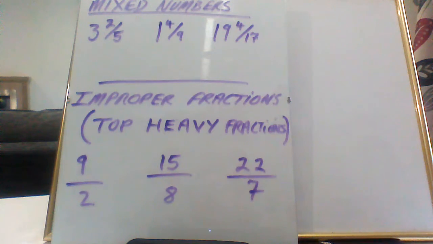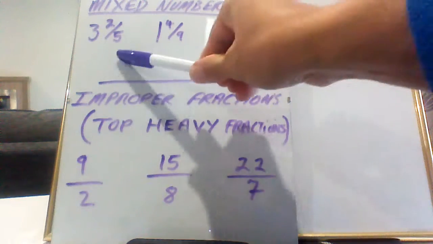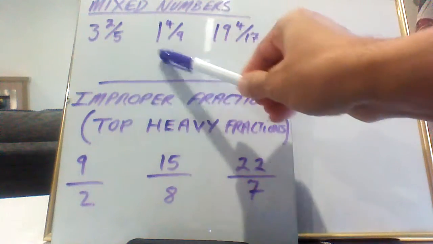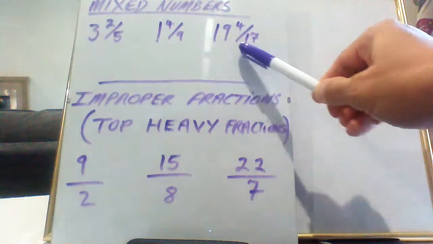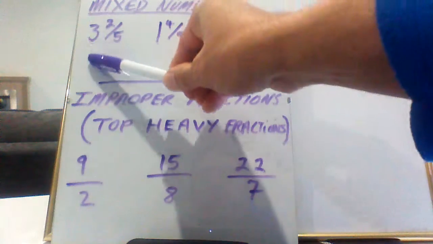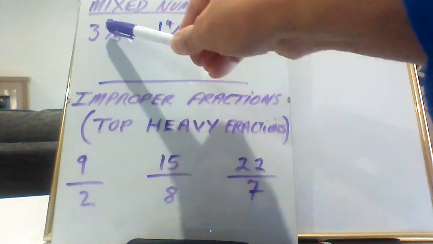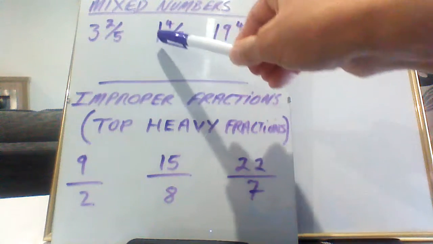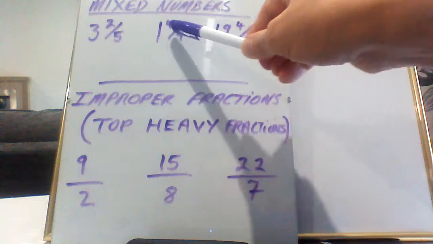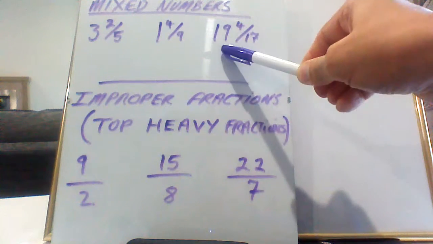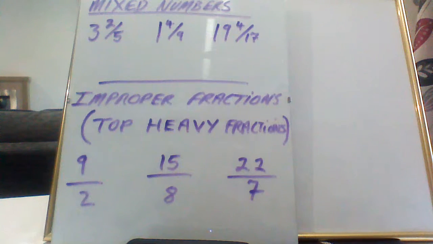Now if you look at the board in front of you, I've got a few examples over here. On the top part we've got three examples of mixed numbers. We've got 3 and 2/5, 1 and 4/9, and 19 and 4/17. So we have a whole number in the first example, 3 and 2/5, and the fraction part of it is the 2/5. The second example, the whole number is the 1, the fraction part is the 4/9. The third example, 19 is the whole number and 4/17 is the fraction part of it.